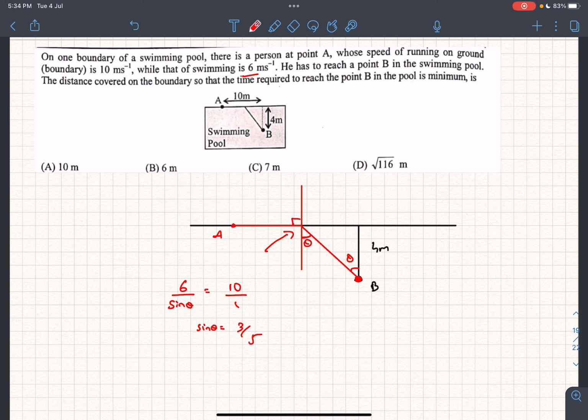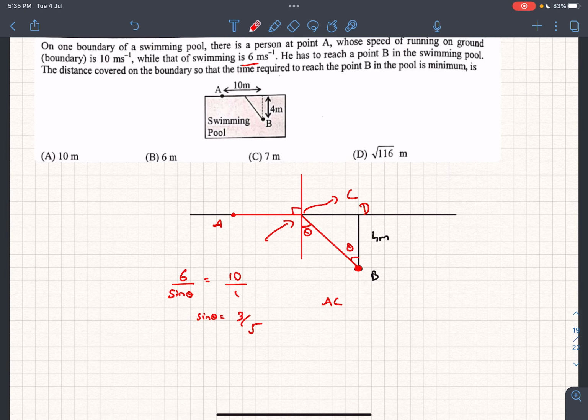Now in the problem, they have asked the distance covered on the boundary is C. So we have to find the distance AC. Let's say this point is D. So the distance CD is simply going to be 4 tan theta, and that is 3 meters. Now AD is 10, so distance AC will be 7 meters. So option C is the right answer.